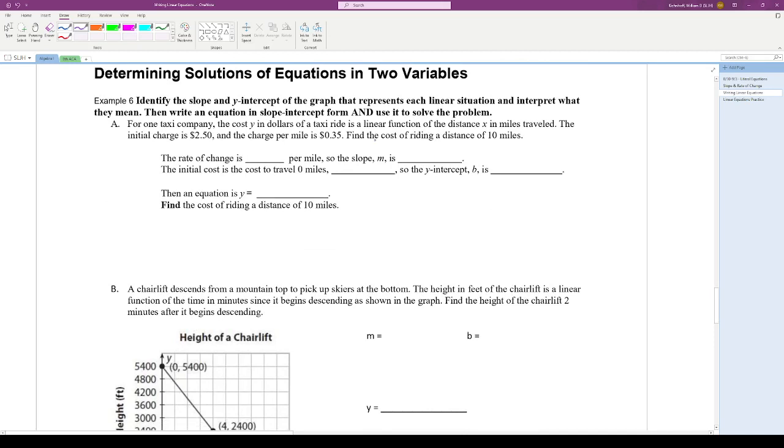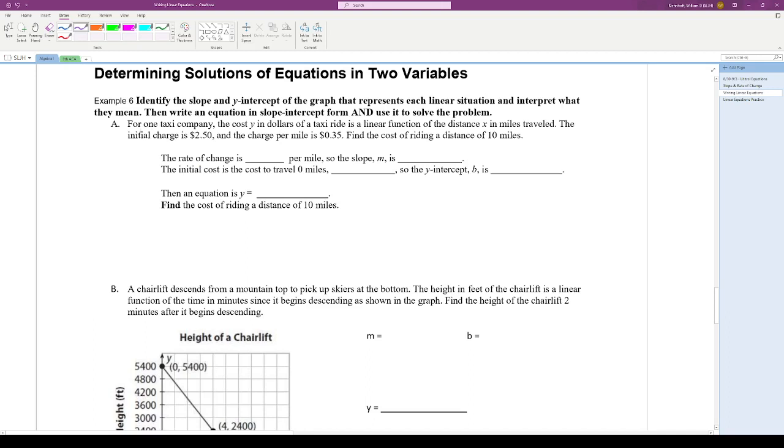Okay, so determining solutions of equations in 2 variables. So these are our linear equations, 2 variables, x and y. We're going to identify the slope and y-intercept of the graph that represents each linear situation and interpret what they mean. Then we're going to write an equation in slope-intercept form and use it to solve the problem. Let's see how we do that.